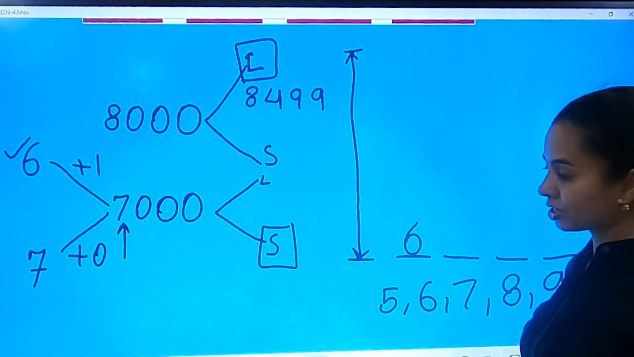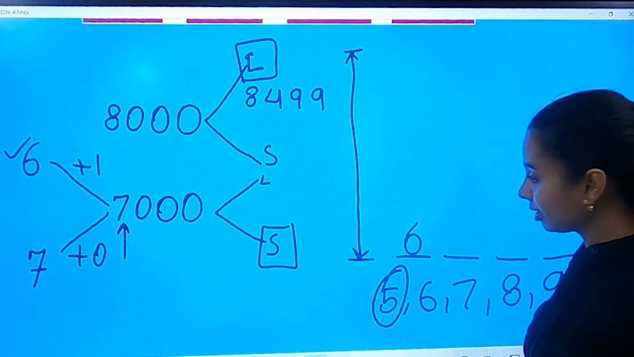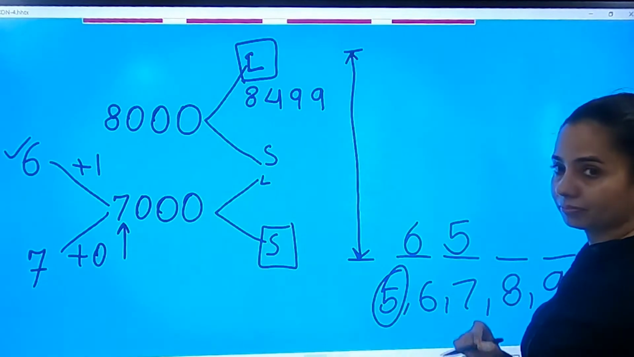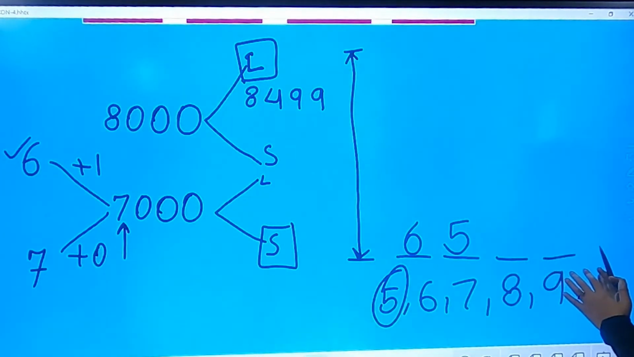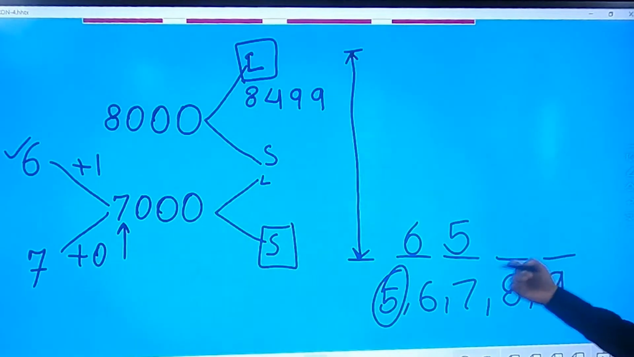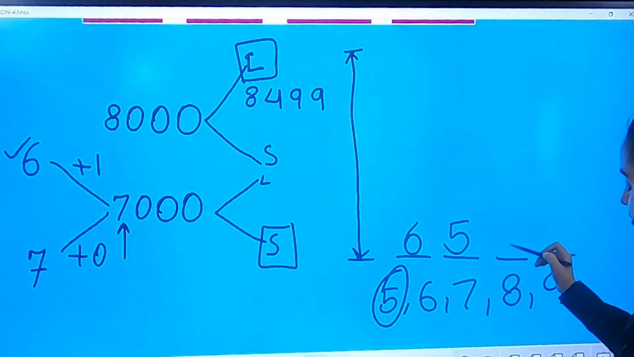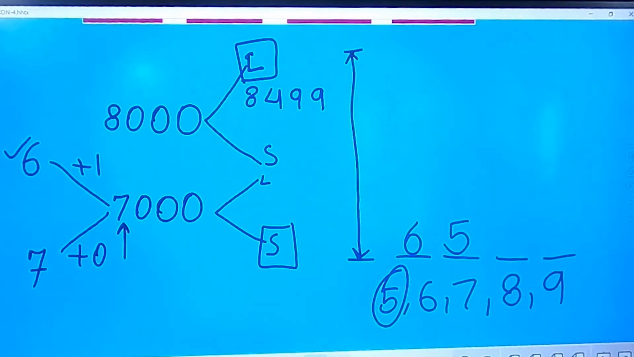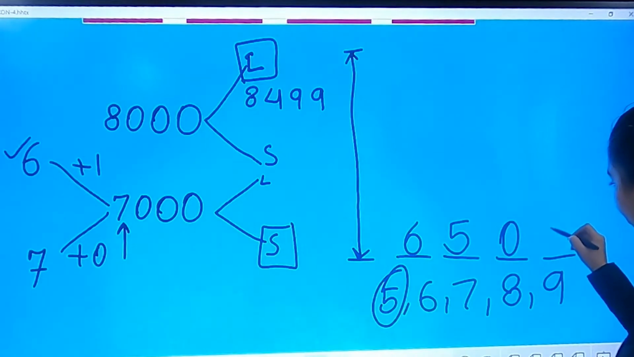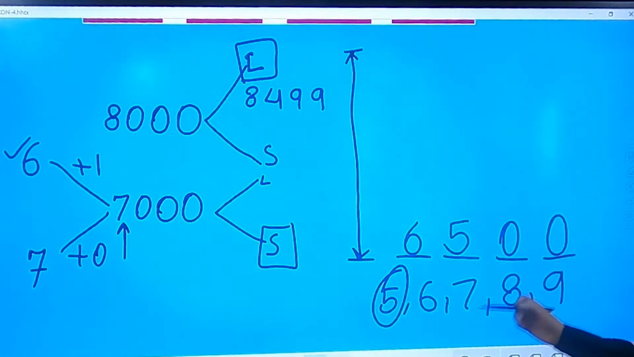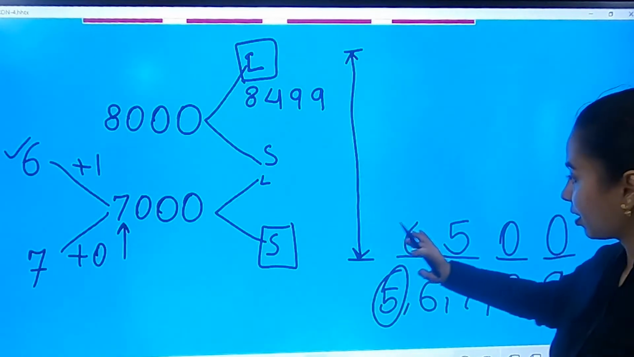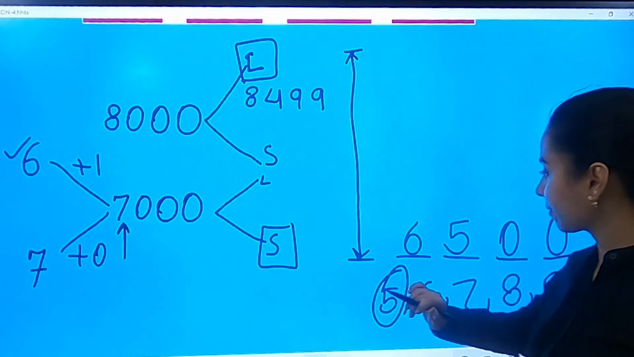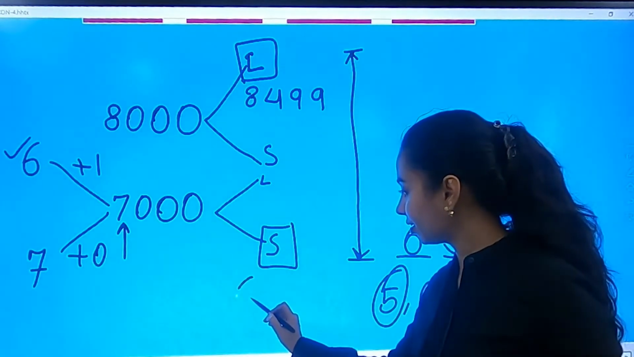We are making the smallest possible, so we'll pick the smallest possible digit. We'll pick 5. These digits can be anything, so since I'm making the smallest, I will choose the smallest digit between 0 to 9, and the smallest digit is 0. So the smallest possible number, which after rounding off to the nearest thousands becomes 7,000, is 6,500.